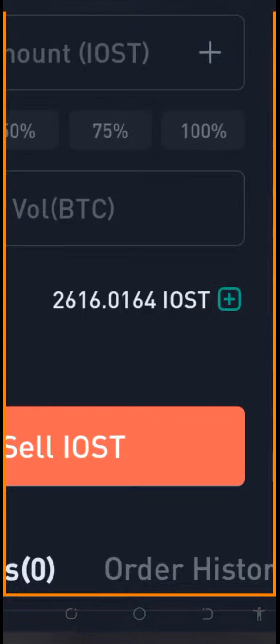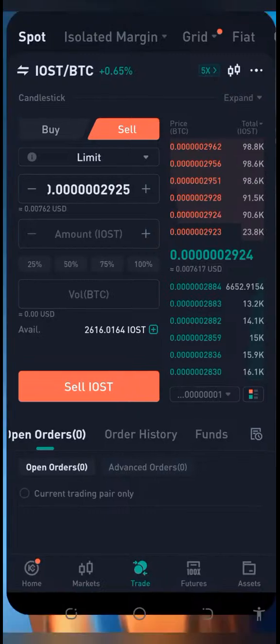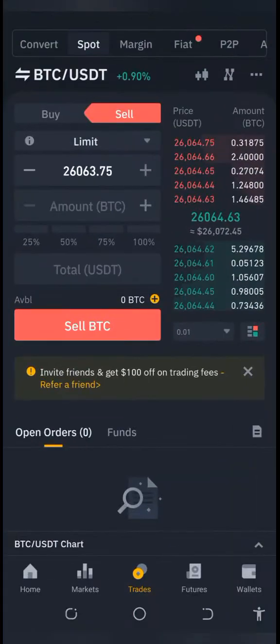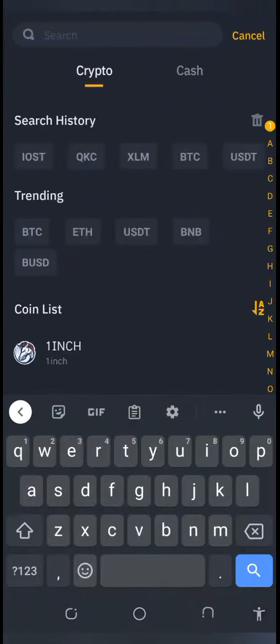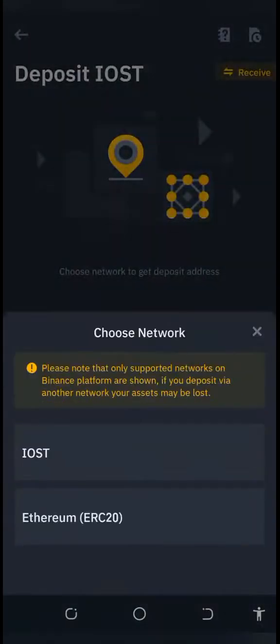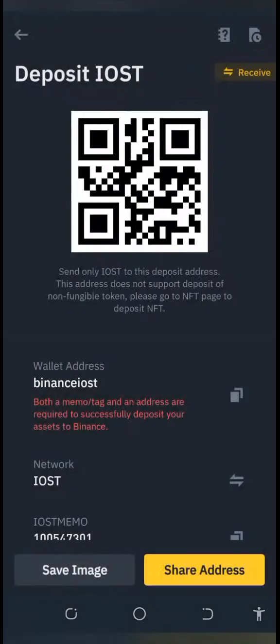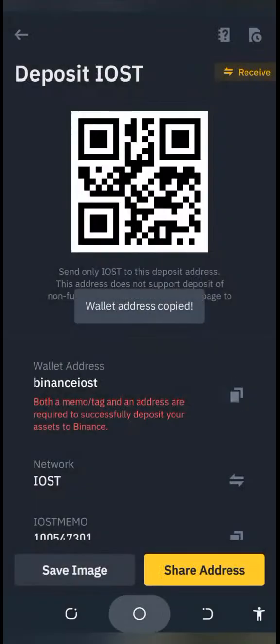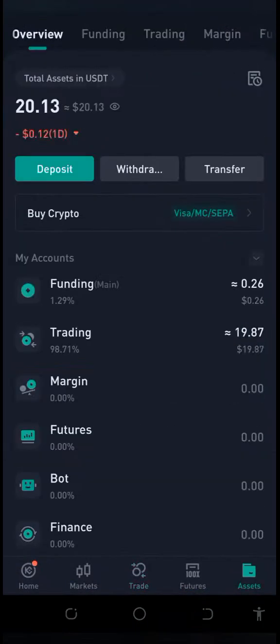And the next thing is that we need to quickly send this over. So going to Binance, we need to pick our deposit address. Let's pick the deposit address, and that is supposed to be IOST. Okay, IOST. And then we click on IOST. It says both the memo and the tag. All right, so let's click on this. We copy that, and then we quickly go over to our KuCoin where we are going to withdraw.